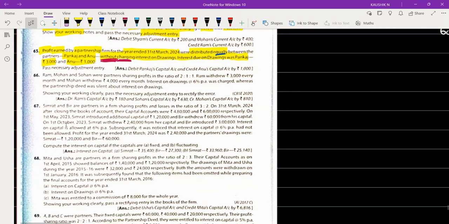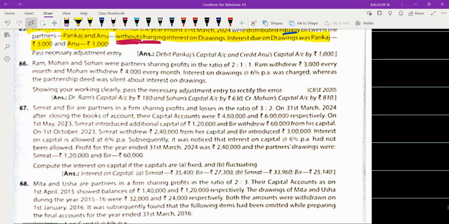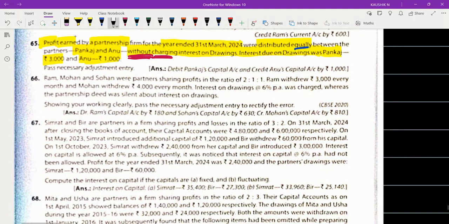Question number 66. What is given in question number 66? Let's read the question. This question has been asked in the board examination also, in the year 2020. Ram, Mohan, and Sohan are partners who are sharing the profits in the ratio of 2 is to 1 is to 1. Ram withdrew rupees 3000 every month and Mohan withdrew rupees 4000 every month. Interest on drawings at the rate of 6% per annum was charged, whereas the partnership deed was silent about interest on drawings.